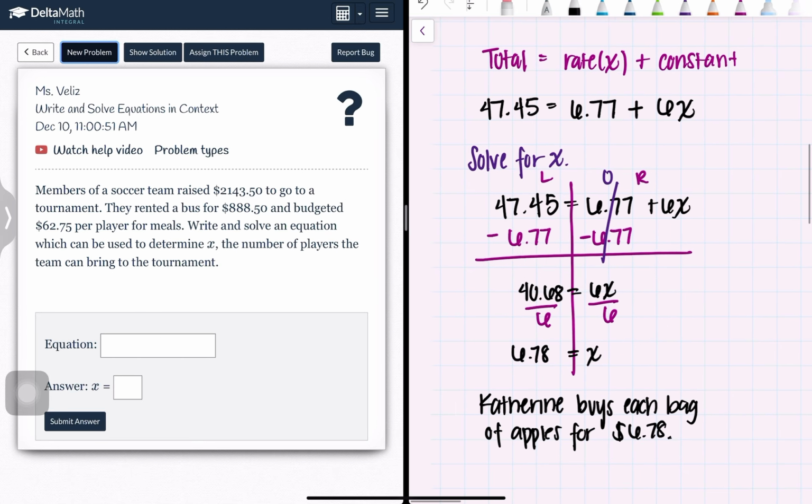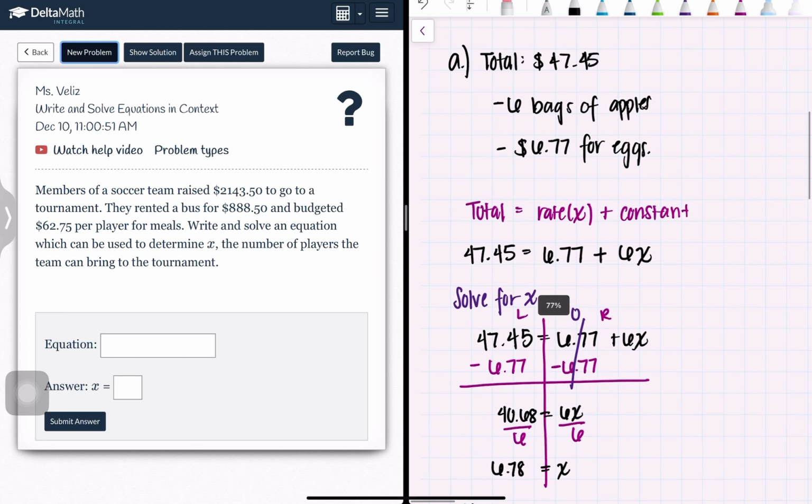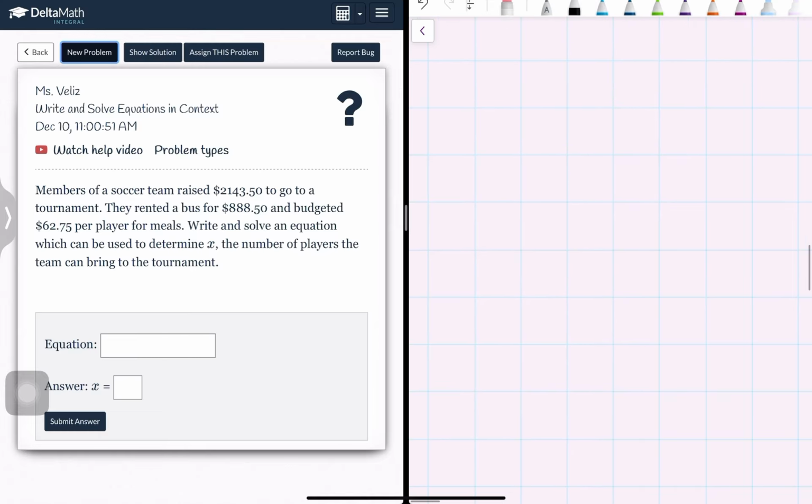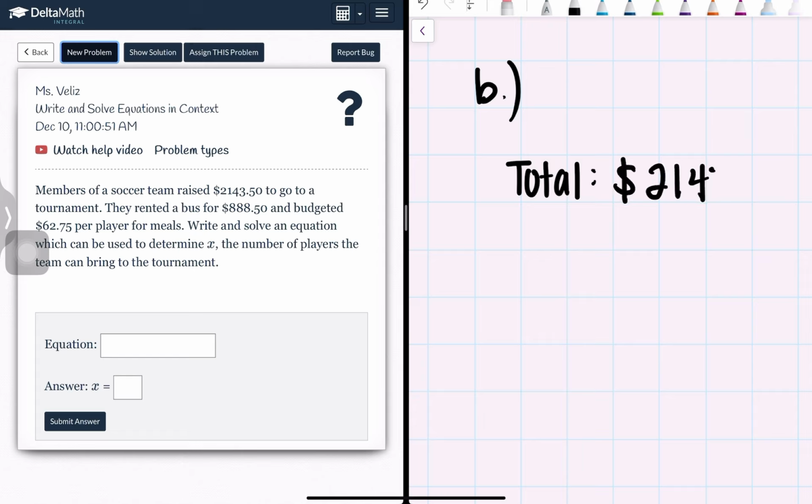All right, let's go ahead and take a look at this one here. On this one, guys, it's mentioning that we have a soccer team who's raising money to go to a tournament. They're supposed to raise $2,143.50, so the total they need to raise is $2,143.50.